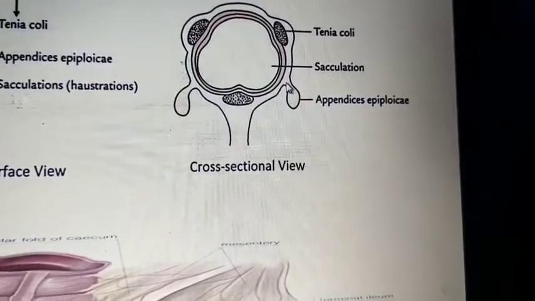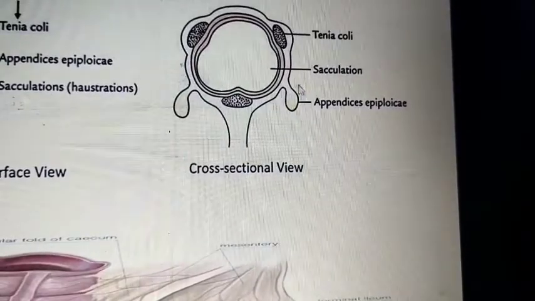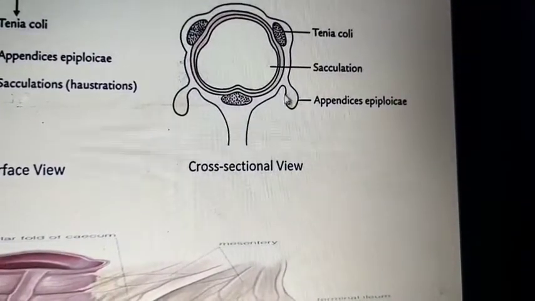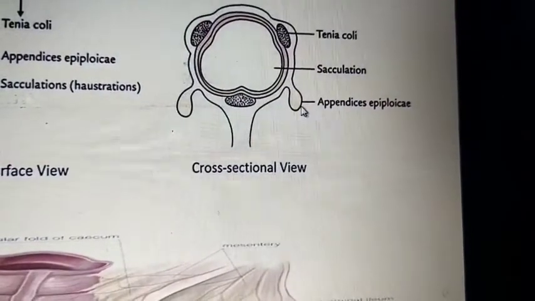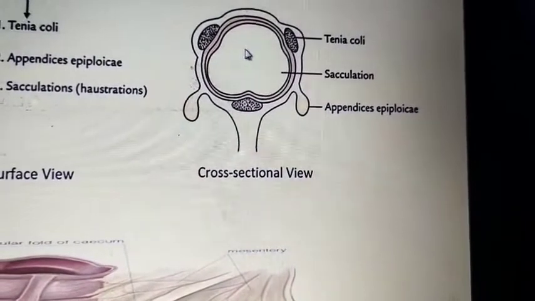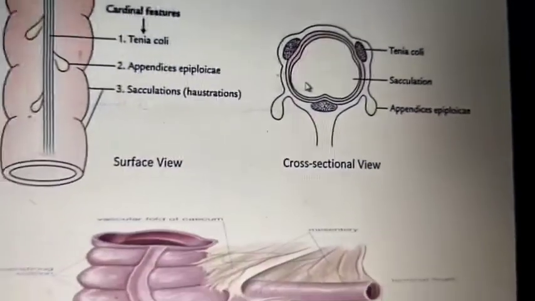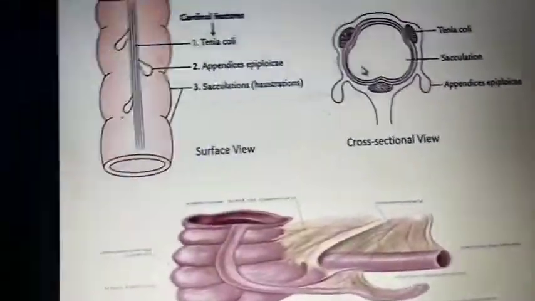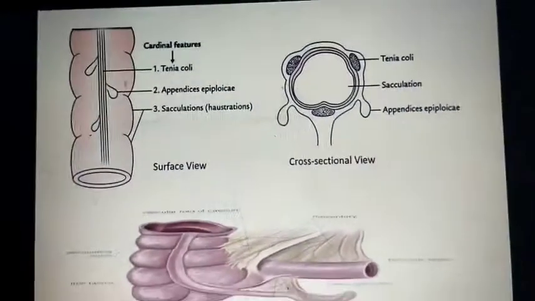These are fat-containing pouches of the peritoneum. Peritoneal fat contains peritoneal pouches or serosa. These are called appendices epiploicae. And these sac-like or pouch-like structures of the large intestine are called saculations. These are three cardinal features of the large intestine.